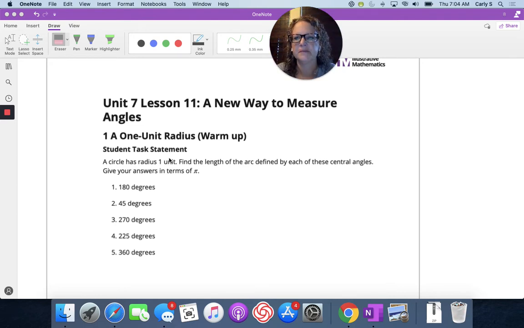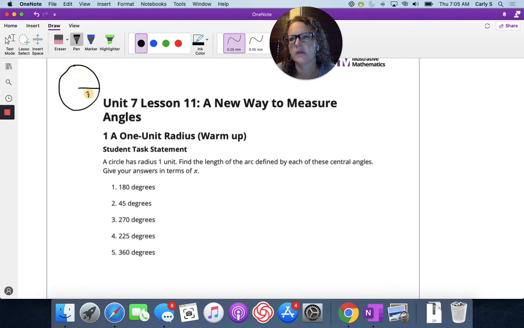All right, so a circle has a radius of 1 unit. Find the length of arc defined by each of these central angles. Give your answer in terms of pi. Here's your reminder. Circumference equals 2 pi r. And then when we do our arc length, we just multiply by the ratio of the central angle to the angle of an entire circle, which is 360.